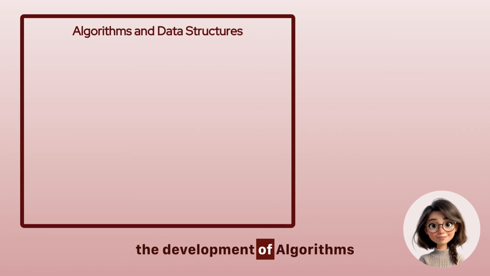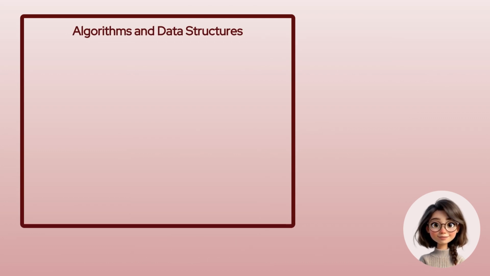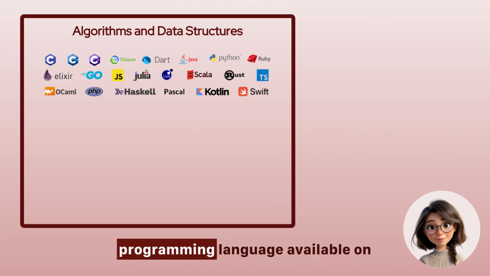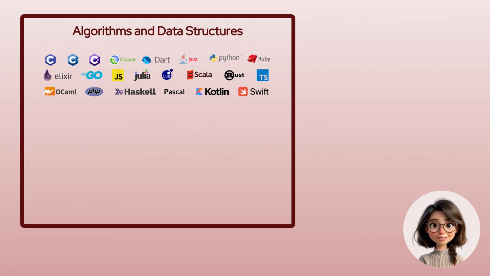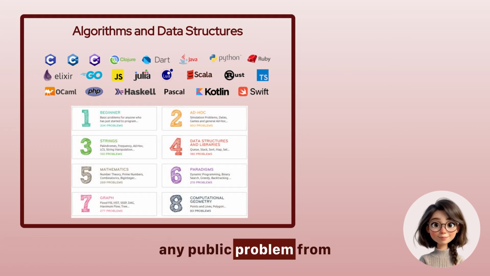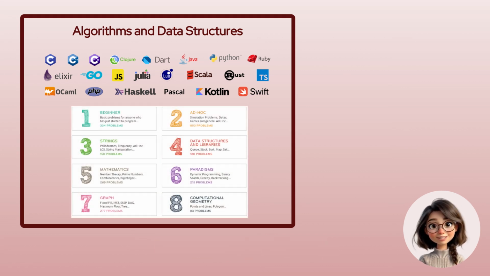beecrowd Academic offers two types of disciplines. The first type focuses on the development of algorithms and data structures. In this format, any programming language available on the platform can be used, except SQL. These disciplines can use any public problem from beecrowd in categories 1 to 8.